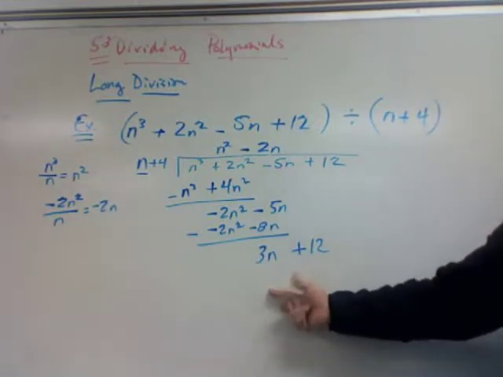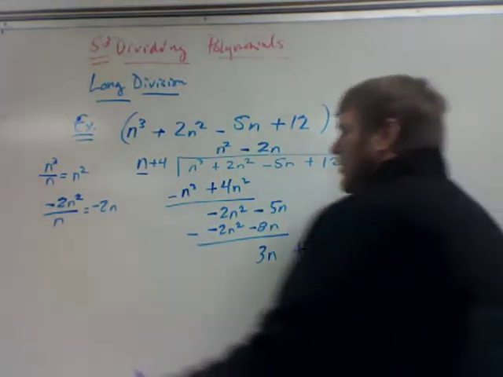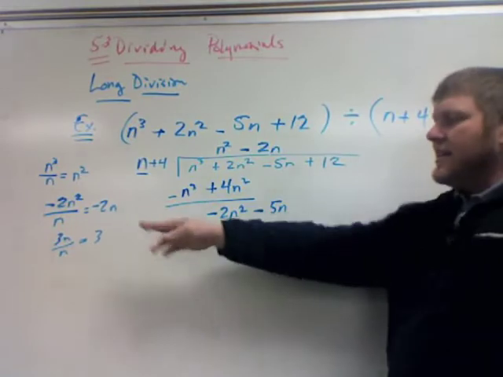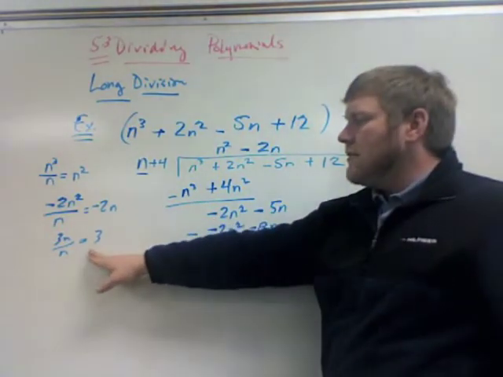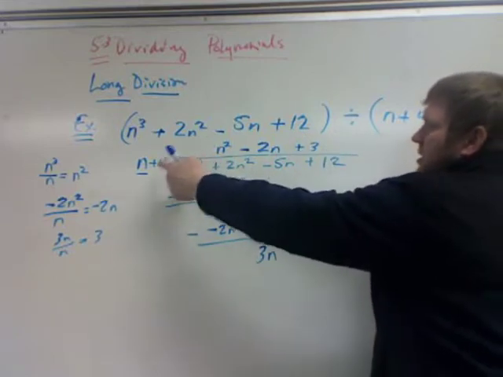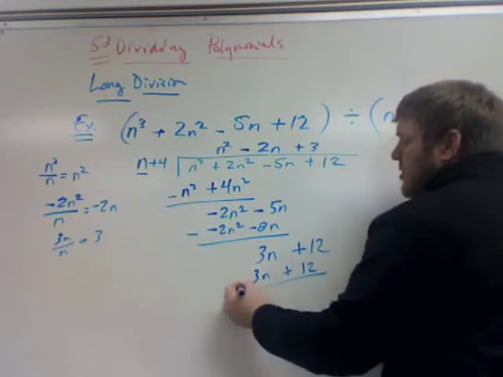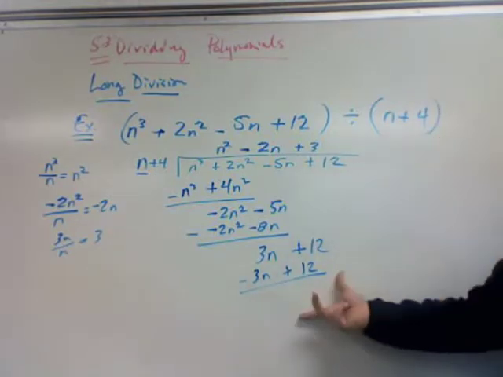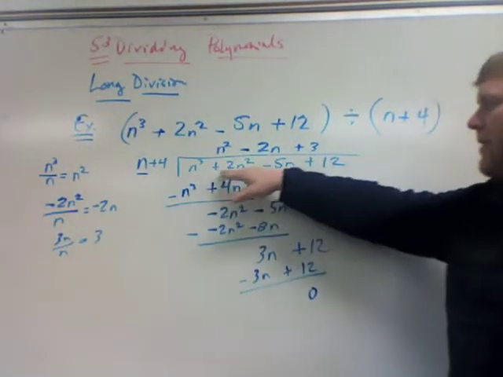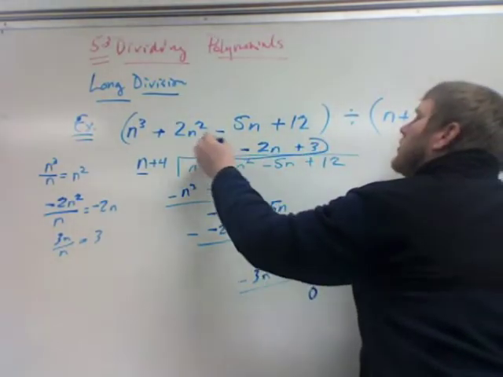Start over again. Compare my first terms right here. So what do I get? 3n divided by n, I get 3, because my n's cancel out. Everybody agree with that? Okay? So I get plus 3. Distribute the 3 through. You get 3n plus 12. And I subtract. Look at that. Do I have a remainder? Nope. Sweet. So n plus 4 divided into this polynomial right here is actually equal to that.